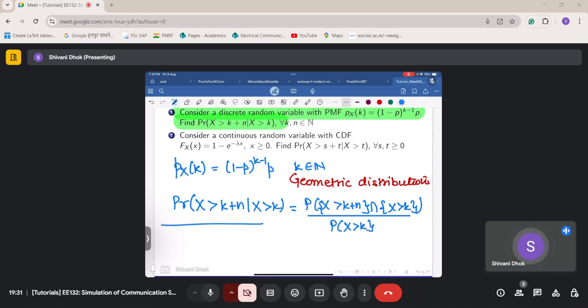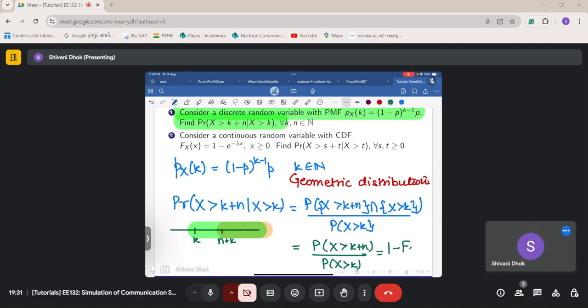So what's happening here is you have this k and then you have this n plus k. So x greater than k is this particular part, and x greater than n plus k is this part. If I take the intersection, the numerator simply reduces to the probability of x greater than k plus n, divided by the probability of x greater than k. And this we can write as 1 minus Fx of k plus n upon, or let me take it to the next page.